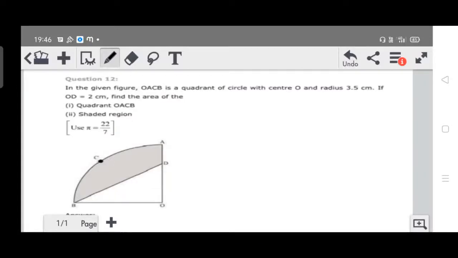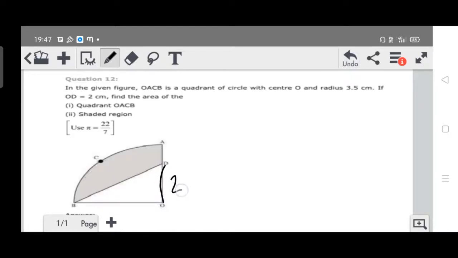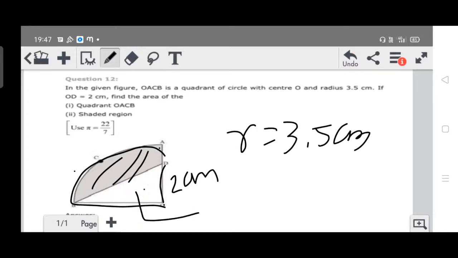378 centimeters. 12th question is, in the given figure OACB is a quadrant, okay, here OACB, this is a quadrant with center O, a circle of center O, radius is 3.5 centimeter. They have given OD, this is OD, 2 centimeter, and radius is 3.5 centimeter. Find the area of quadrant OACB, and this shaded region. To find the shaded region, in the quadrant we need to remove this circle, so we'll find out this one.